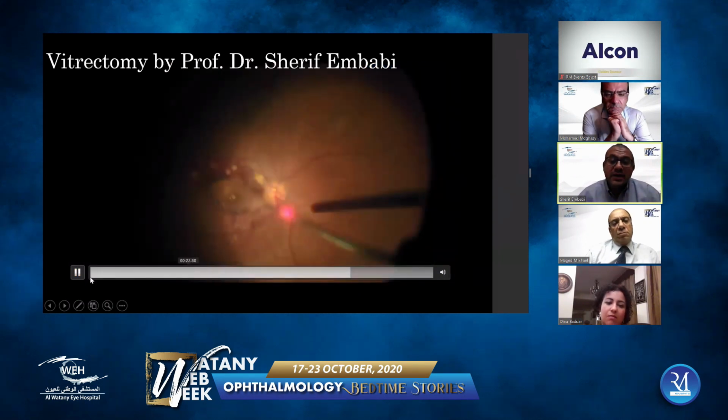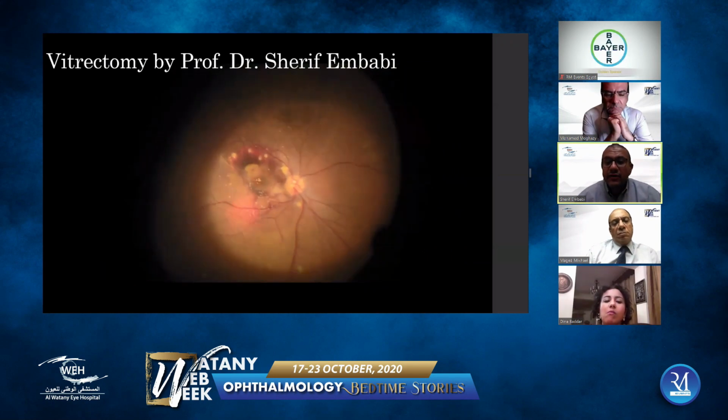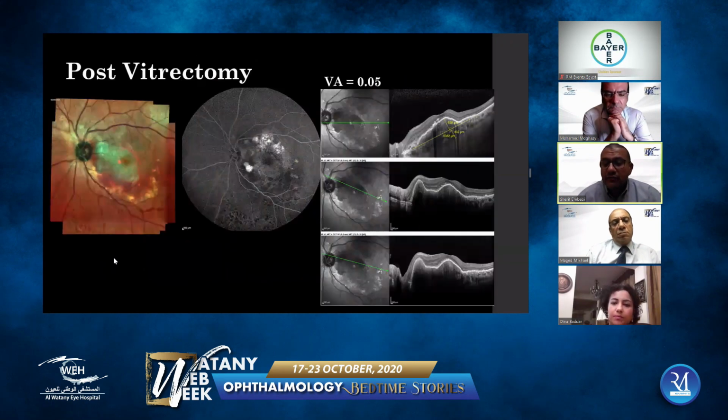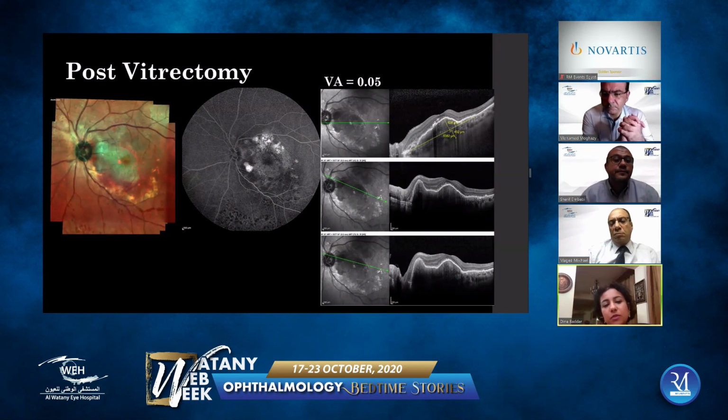So sometimes, and this is also very classic of cases of PCV that develop vitreous hemorrhage, they develop vitreous breakthrough hemorrhage, which is a very common entity in addition to sub-RPE hemorrhage. Dr. Sharif, intraoperatively, you chose to leave sub-RPE and subretinal hemorrhage, right?